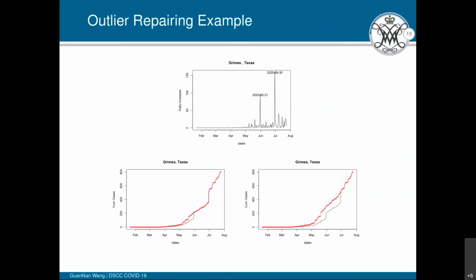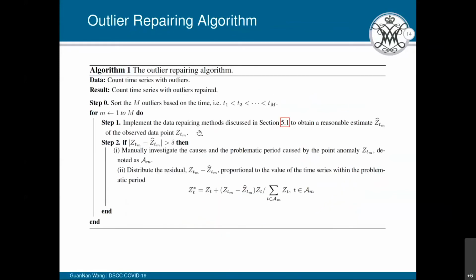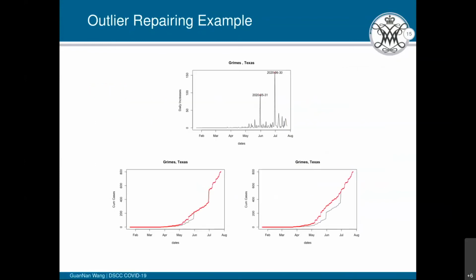So in this project, we developed an automatic procedure for correcting the historical data. First of all, we implement the data repair method we discussed just now to get a reasonable estimate and obtain its corresponding residue. Next, we manually investigate the cause and the problematic period of that outlier. Then we distribute the residue proportional to the value of the time series within the problematic period. For example, here, based on the algorithm we introduced before, we can correct those outliers sequentially.